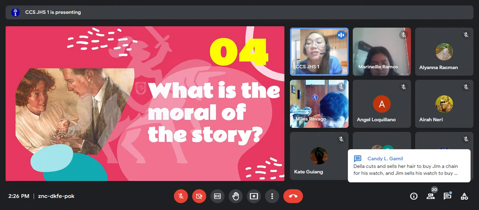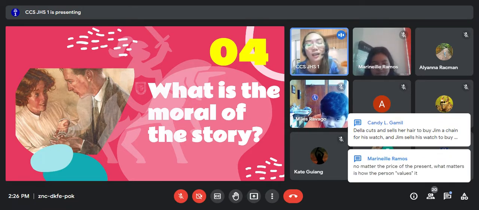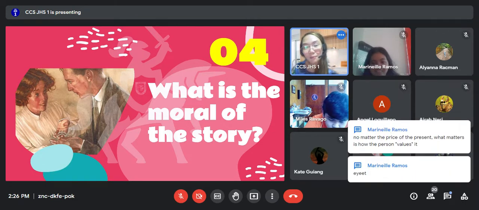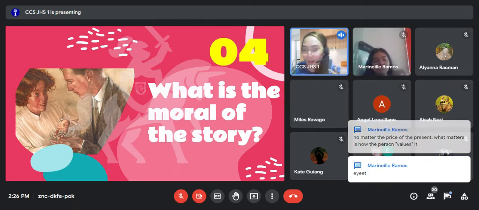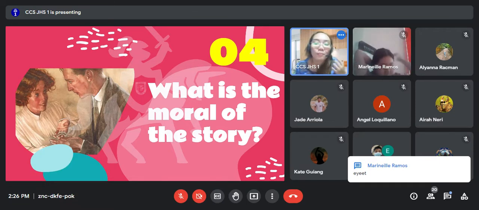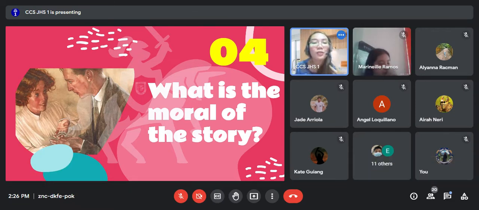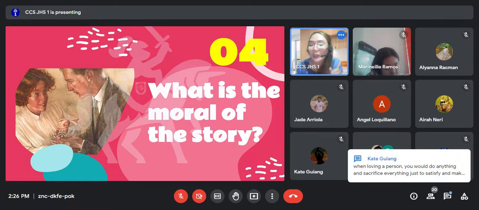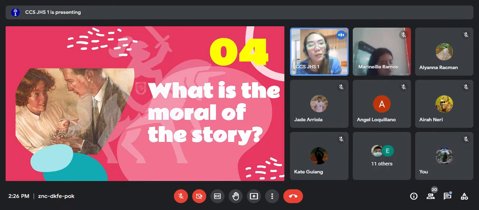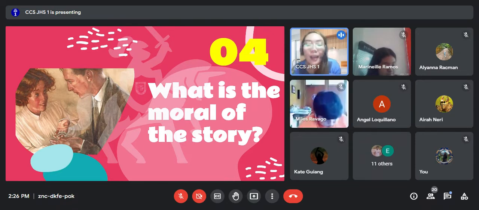The irony is that their gifts can't be used anymore. Very good. Because they sold the items which the gifts were supposed to pair with. Such as that pricey hair clip, di ba? Given as a gift presented by Jim, and in exchange for that, Della cut her hair and sold it in order for her to buy, how do we call this? Katong something, a pocket watch chain for Jim's watch. So that's the irony in the story.